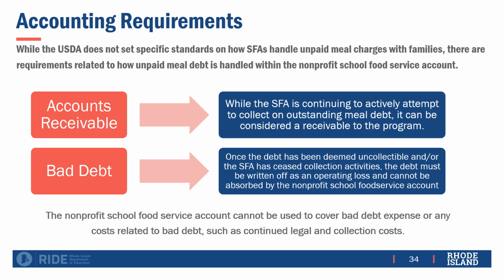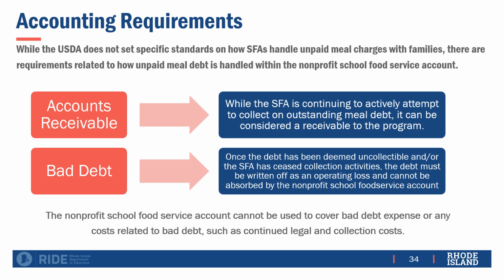While an SFA is making active attempts to collect on outstanding meal debt, this debt would be considered a receivable to the program and would be accounted for accordingly. However, once debt has been deemed to be uncollectible and/or when the SFA has ceased collection activities, this debt must be written off as an operating loss, and cannot be absorbed by the nonprofit school food service account.